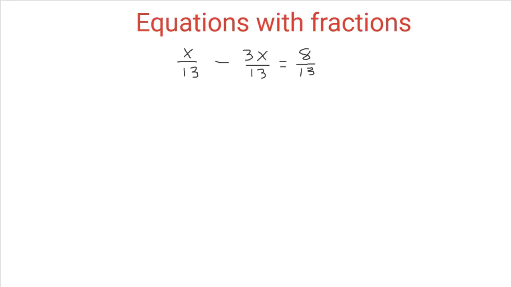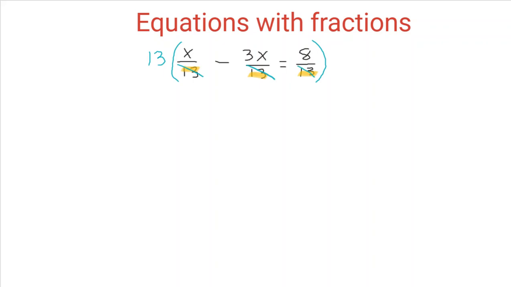All right, so let's continue with equations with fractions. If I have this equation, x over 13 minus 3x over 13 equals 8 over 13, I see I have a bunch of fractions, and that can be really hard and confusing for some people. But if I look at this, I see that all the denominators are the same. They're all 13, right? So I can get rid of those denominators by multiplying this whole equation by 13. When I do that, it gets rid of all those denominators.